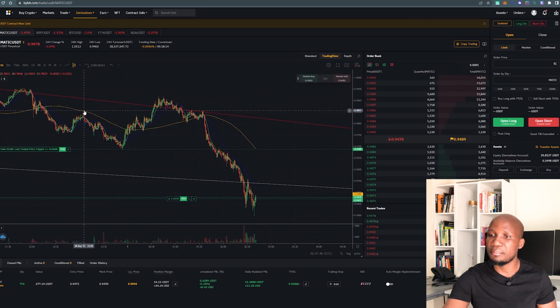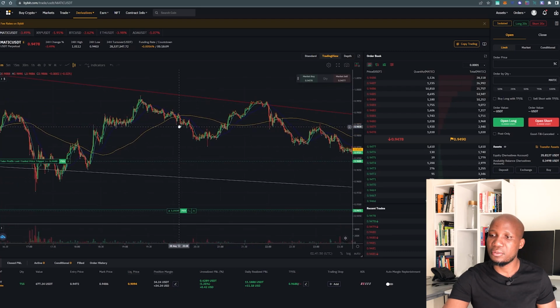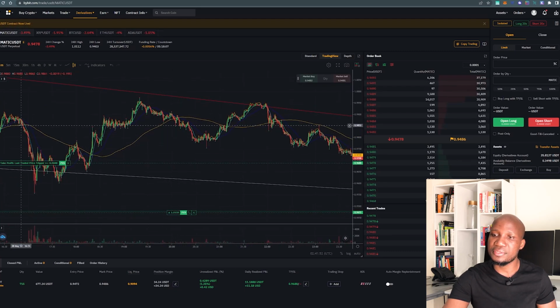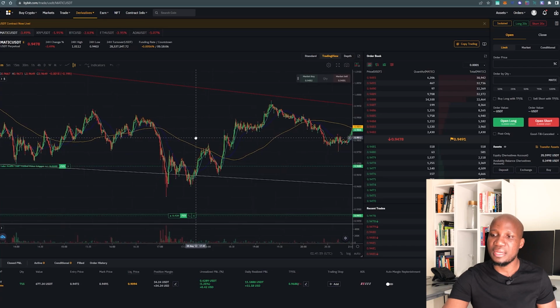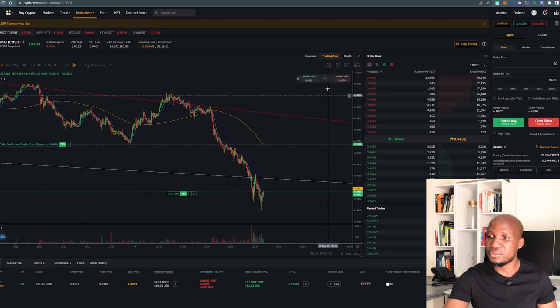Why do I think it's going to come? You can see every time the yellow line actually reaches the price on the chart, it actually changes direction. You can see it here several times. Every time the yellow line touches, it actually changes direction. So that's what I'm predicting.